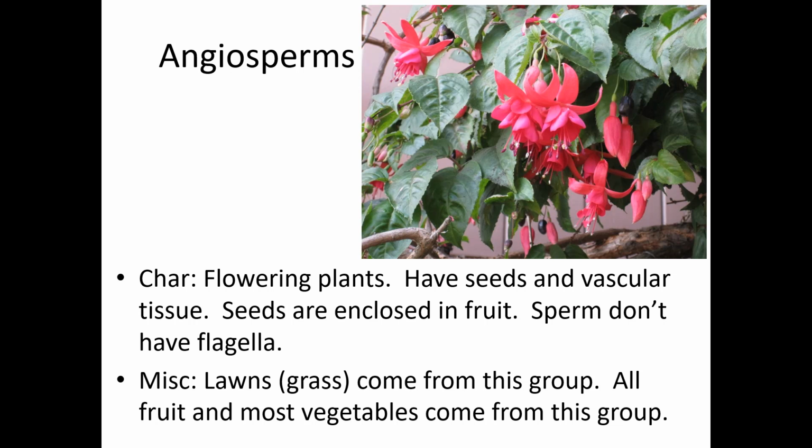After that, you have angiosperms. So this is our flowering plant group that also makes the fruits. They do have seeds that are in or on the fruit. They have vascular tissue, so they can get to be fairly large. And once again, reproduction is not tied to water because the sperm don't have flagella.